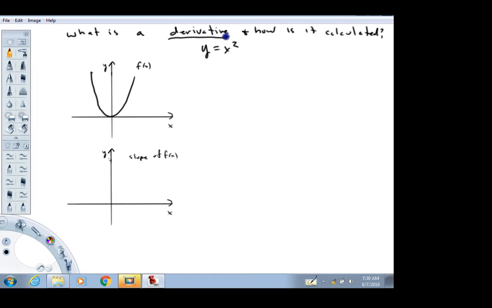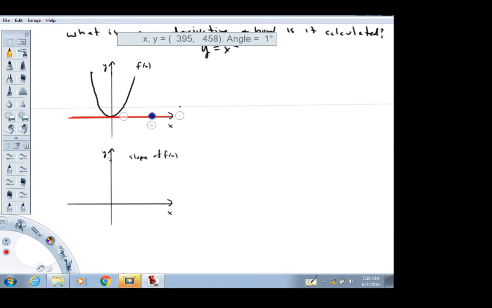Now, as far as the derivative, what we're going to consider is slope, specifically tangent line slope. I'm going to go ahead and draw some tangent lines on this graph, and I'm going to draw this in red. I'll put one right here. If I draw a tangent line that goes through 0, 0, it's important to note that that line has a slope of 0.